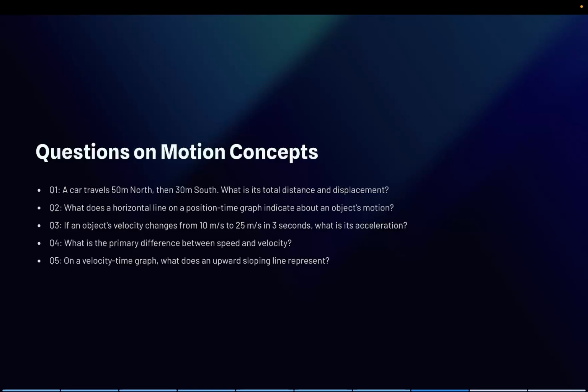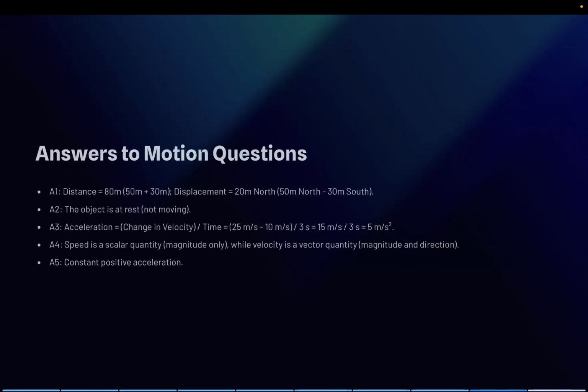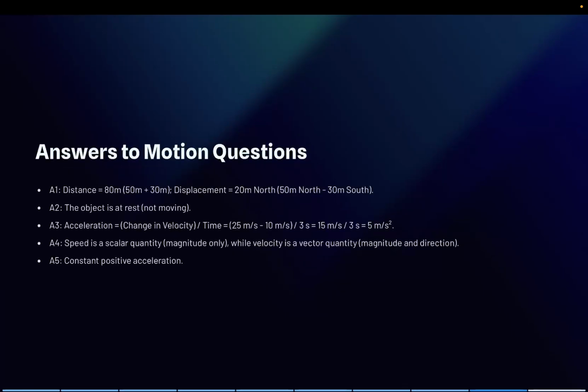First we have to identify the formula for acceleration. Acceleration is equal to change of velocity divided by change of time. That means 25 minus 10, see here, 25 minus 10, divided by 3 seconds. That is 15 meters per second divided by 3 seconds, giving us 5 meters per second squared.